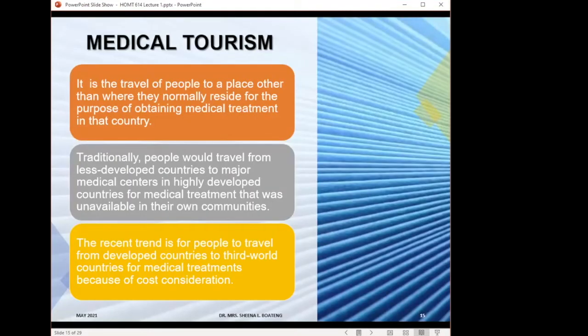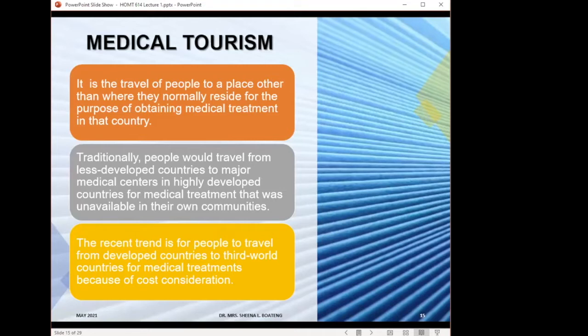Next, we can talk about medical tourism. Now, this one is not very popular because people never thought of it as tourism. So medical tourism is the travel of people to a place other than where they normally reside for the purpose of obtaining medical treatment in that country.